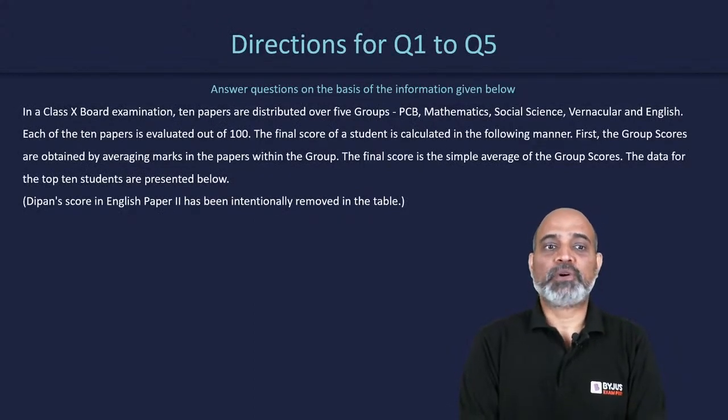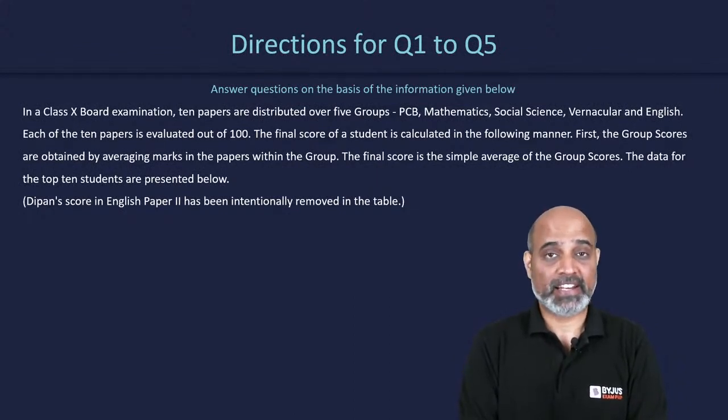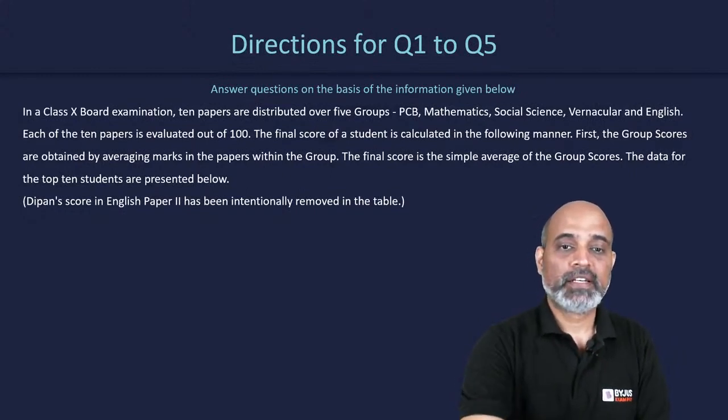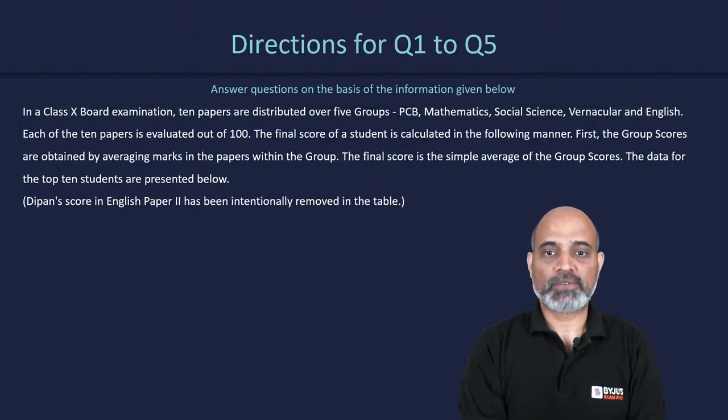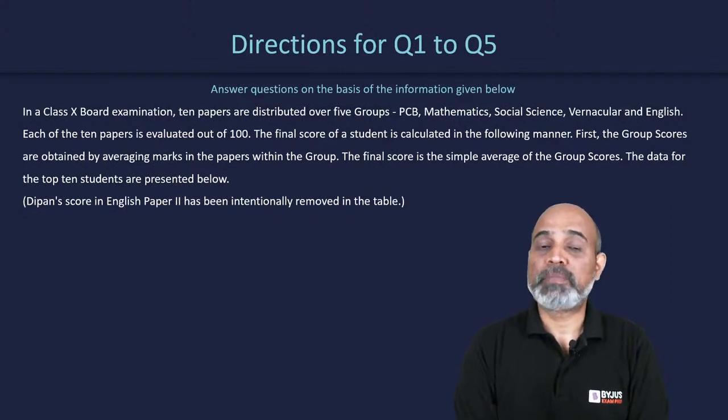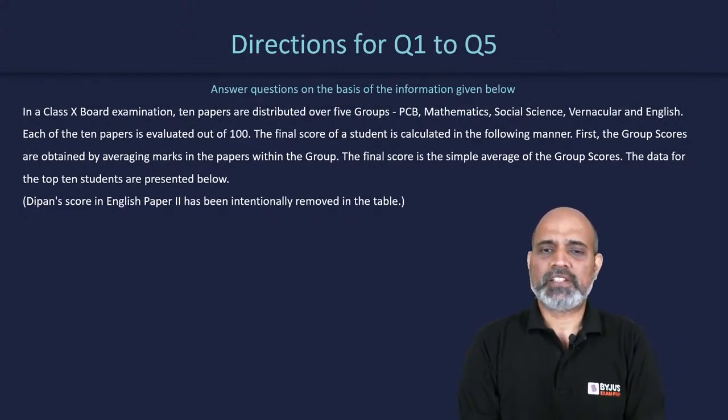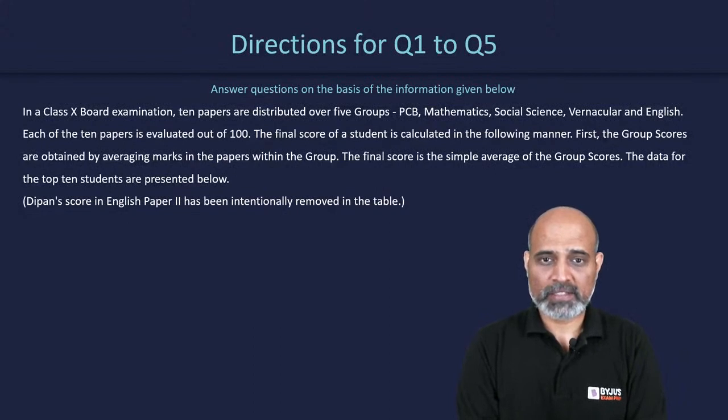In a class 10th board exam, 10 papers were distributed over 5 groups: PCB, Mathematics, Social Science, Vernacular, and English. Each of the 10 papers is evaluated out of 100. The final score of the student is calculated in the following manner. First, the group scores are obtained by averaging marks in the papers within the group, and then the final score is the simple average of the group scores. The data for the top 10 students are presented below.